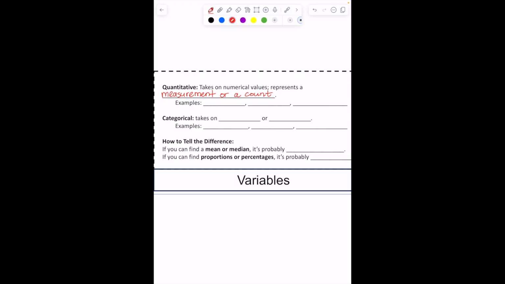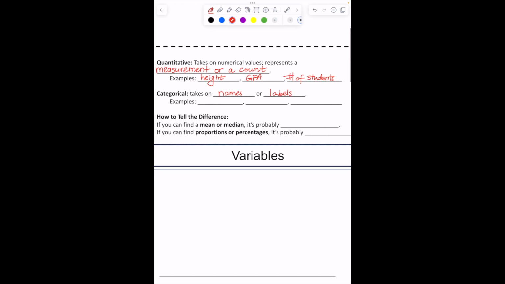So here's some examples. Height, GPA, number of students. These two would be like a measurement. This is a count. It's still a quantitative variable. Takes on a number.